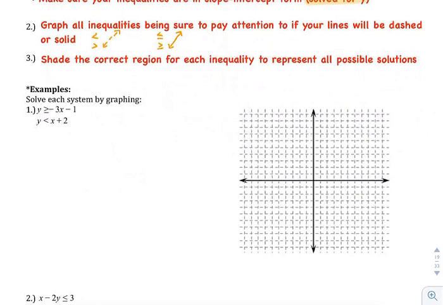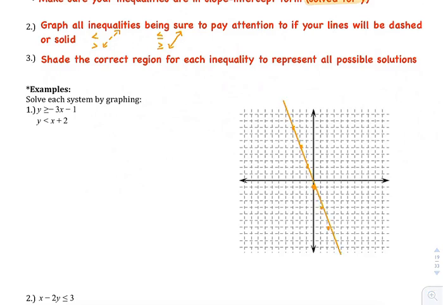So the first one's nice because it's already graphed for us. y is greater than or equal to negative 3x minus 1. So we're going to start at negative 1, and our slope is down 3, right 1. Remember, we're either going up or down, but always right. And that is equal to, that's what that little line underneath means. So for this one, we are going to have a solid line.